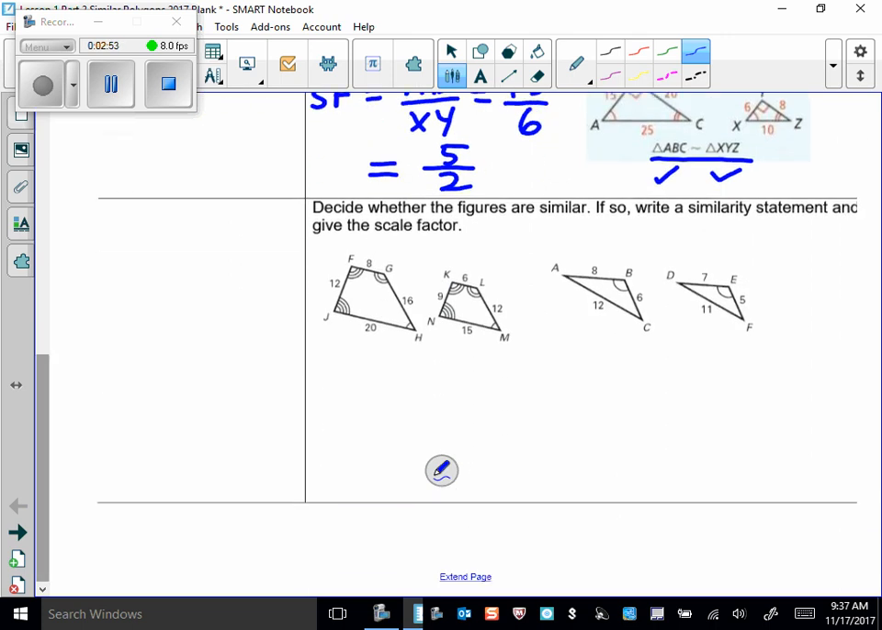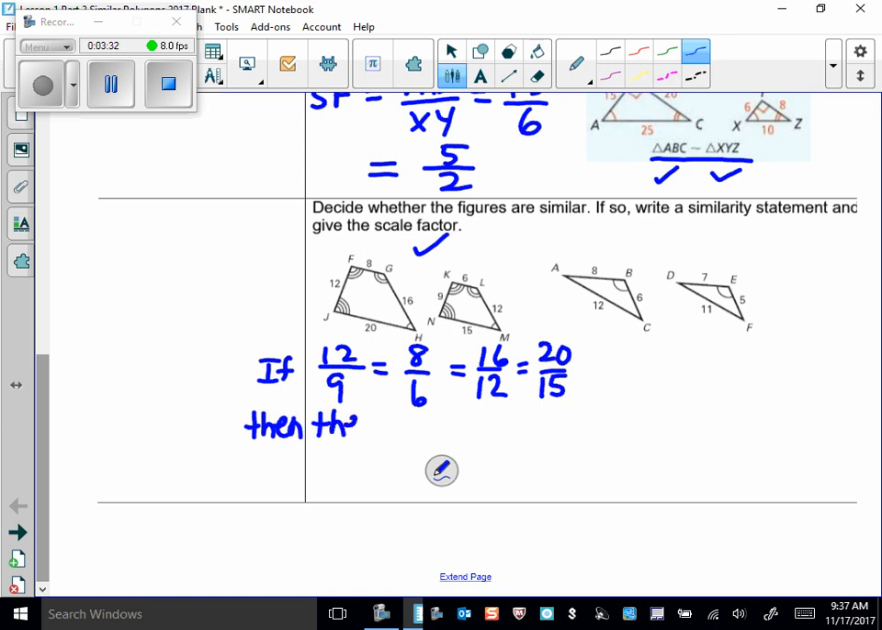Okay, let's look at these figures and decide whether they're similar. So the first thing we want to do is make sure that all the corresponding angles are congruent. I can see that corresponding angles are congruent. So now I've got to check the ratios of all the corresponding sides. I'm going to do FJ, and it corresponds to KN. So if 12 over 9 equals 8 over 6 equals 16 over 12 equals 20 over 15, then they're similar.